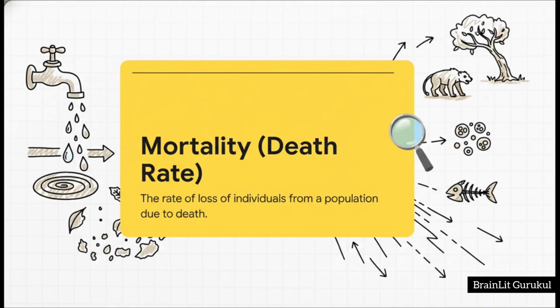So if natality is our inflow gauge, it has to be balanced by an outflow gauge, right? And that's mortality, the death rate. This is simply the rate at which individuals are removed from the population, whether it's from predators, disease, starvation, or just old age.